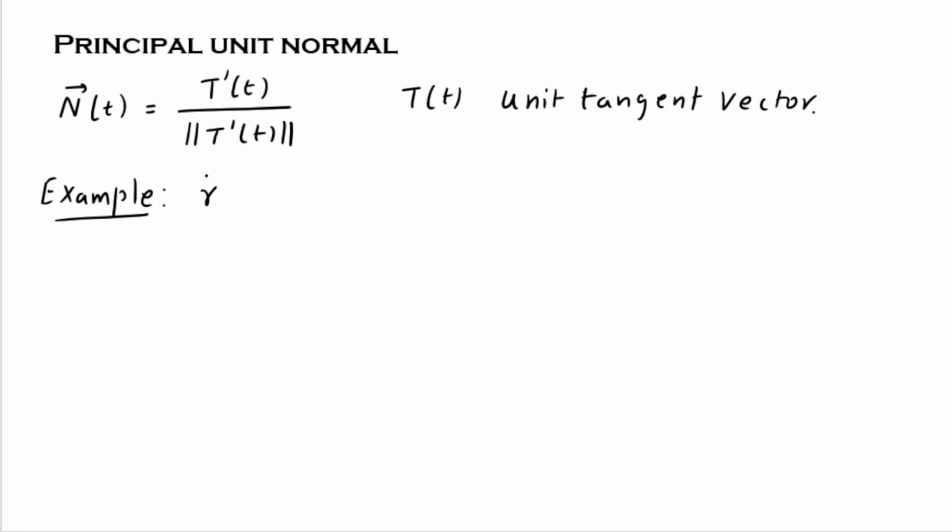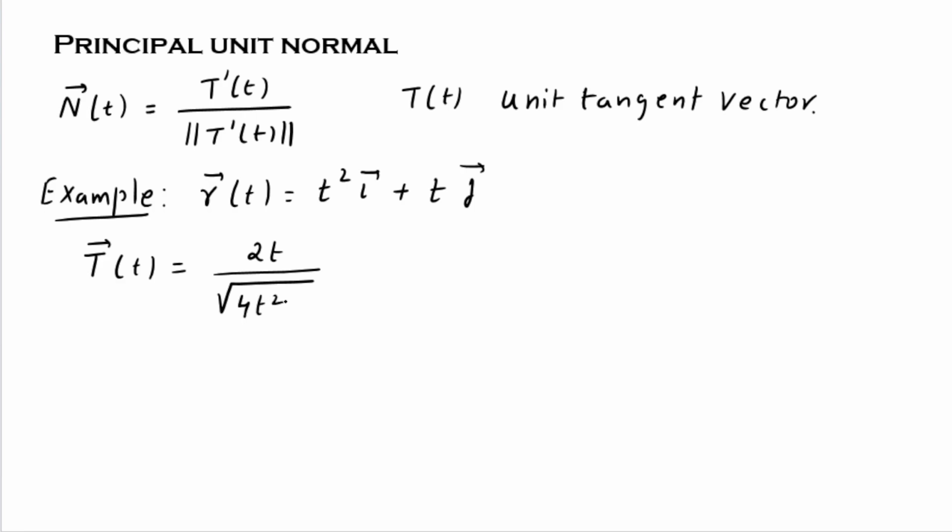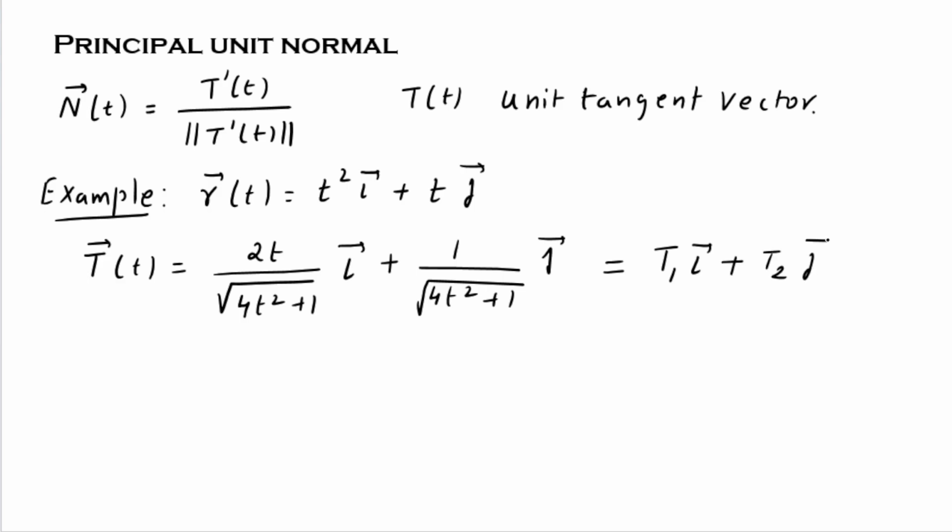Here r of t is given by t square i plus t j. We have already calculated the unit tangent vector, which turns out to be 2t divided by square root of 4t square plus 1 i plus 1 divided by square root of 4t square plus 1 j vector. Now, for the sake of convenience, we will write this as T1 of t i plus T2 of t j.